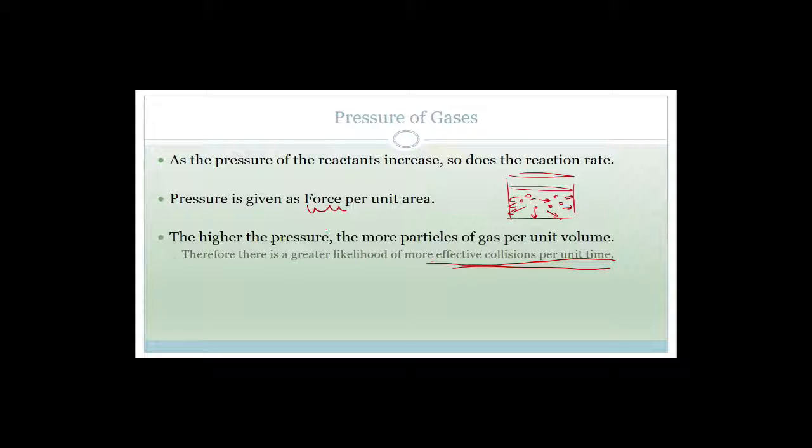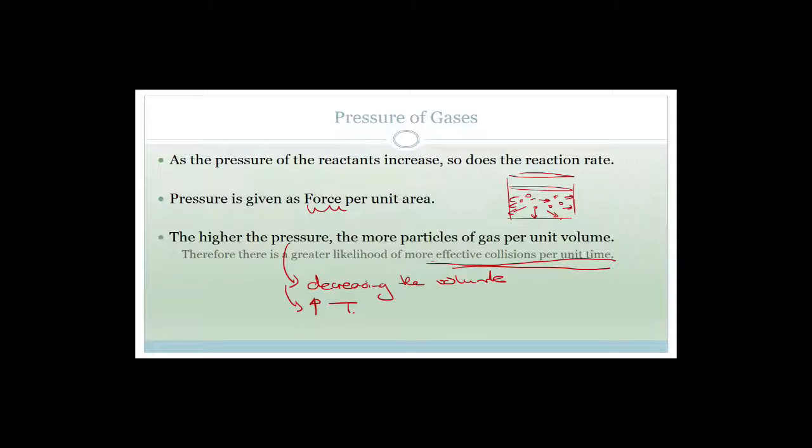Because generally the way that you increase the pressure is by decreasing the volume. There are two ways you can increase the pressure. You can decrease the volume of the container, or you can increase the temperature. By increasing the temperature, you're increasing the kinetic energy of the particles, making them move faster, and therefore they will hit the walls more regularly and with a greater speed, and therefore there will be more, inverted commas, pressure. But most importantly, the higher the pressure, the more particles of gas per unit volume, the greater likelihood of there being more effective collisions per unit time.